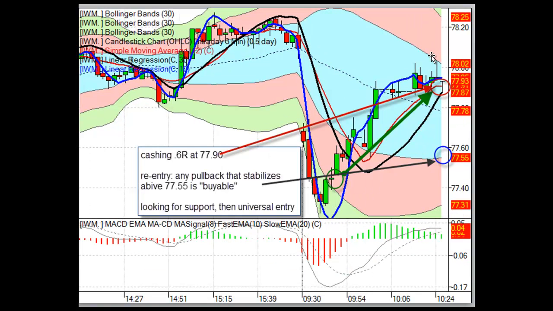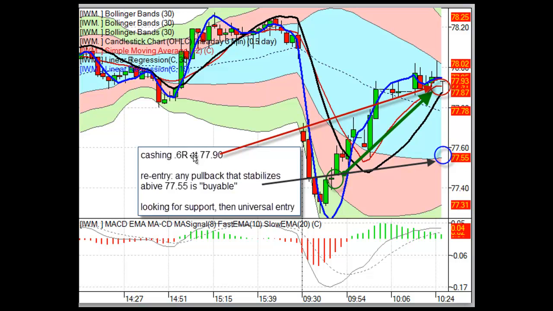Now, instead of proceeding on to the price at 78.20 as the target, what we get is a touch of the top Bollinger Band in the blue. It rejects that and then starts drifting back, and we end up taking our profits at 77.90.